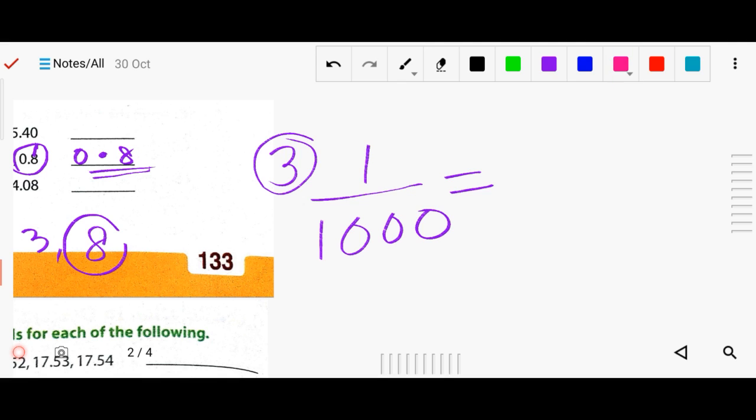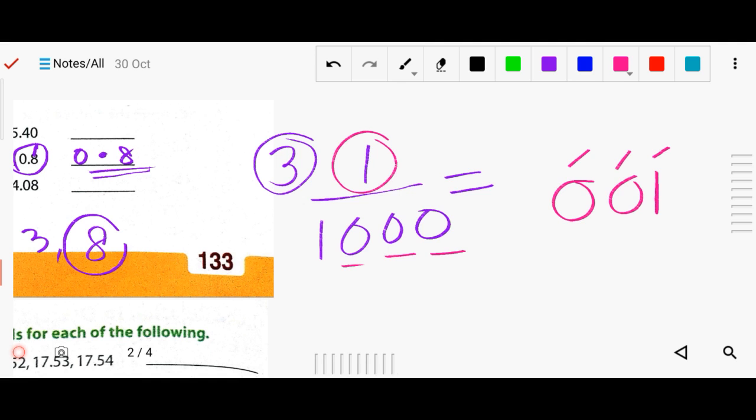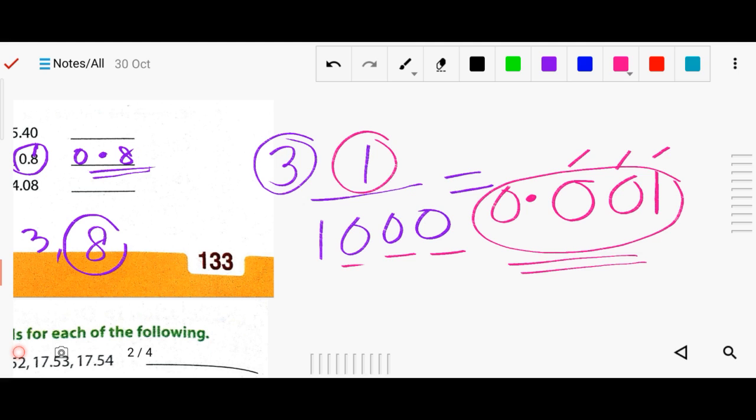So now we can change this fraction to decimal. First we write 1. Now how many zeros are there? 3 zeros, so put 1, 2, 3 places, then put the decimal and 0, so this is your answer, 0.001. This is your smallest 3 place decimal number. If we have to write the 4 place, we write 1 by 10,000. If 2 place, then 1 by 100. Likewise you can do.